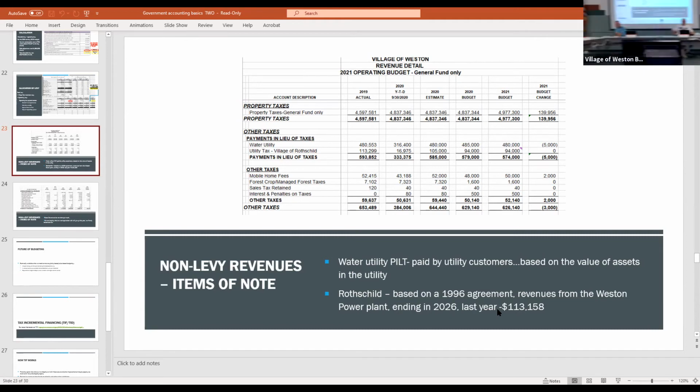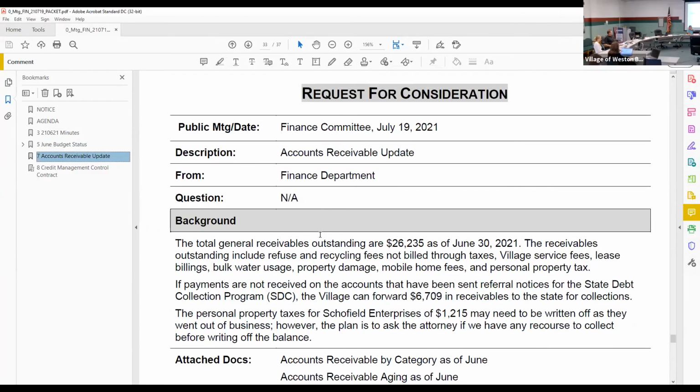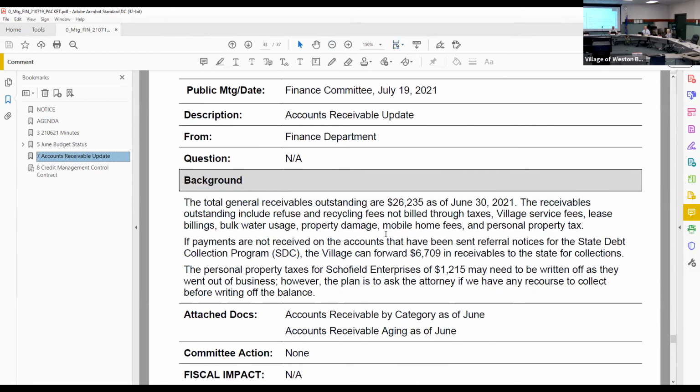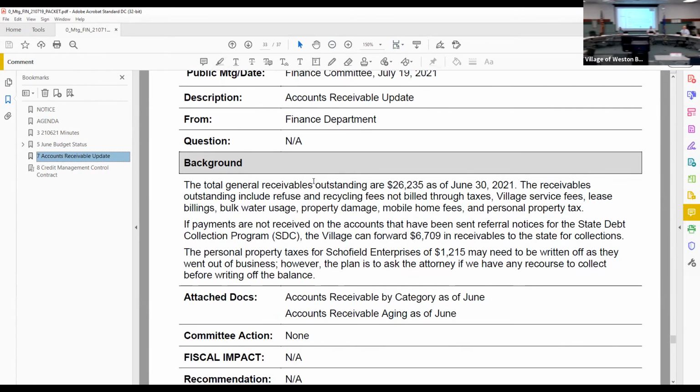Yeah. Okay, so we are through item 6. We don't have anything to approve or acknowledge. Policy issues, discussion, recommendation, accounts receivable update. So this is just a follow-up item on the accounts receivable. I have a summary in there. We have about 26,000 out there as of June 30th.